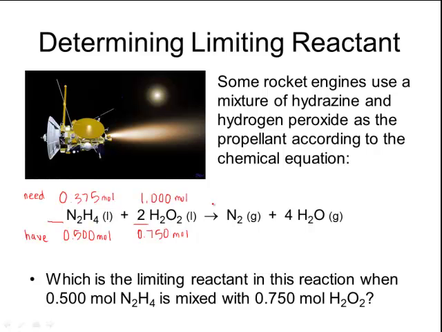Because I need more than I have, the hydrogen peroxide is going to run out first, and that makes the hydrogen peroxide my limiting reactant. Because I have extra of the hydrazine, it is my excess reactant, or ER.